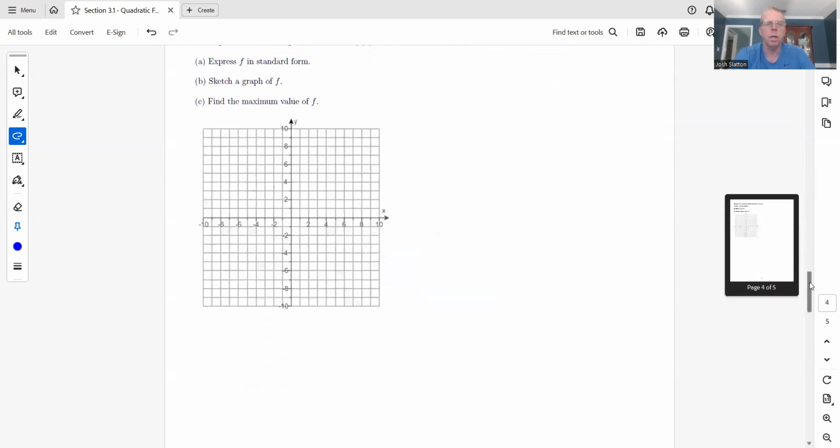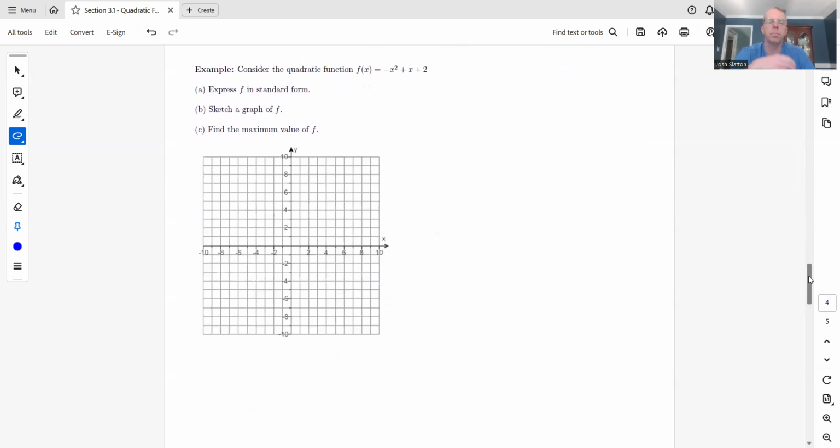All right, so next example, we're going to write this one in standard form and sketch the graph. Again, a is -1, b is 1, c is 2. So let's find our h. Negative b over 2a. So b is 1, negative b would be -1 over 2, and then a is -1. So that gives us h is 1/2. Then we need to find f of 1/2, and that will give us our k. So negative 1/2 squared plus 1/2 plus 2. And that gives us 2.25.